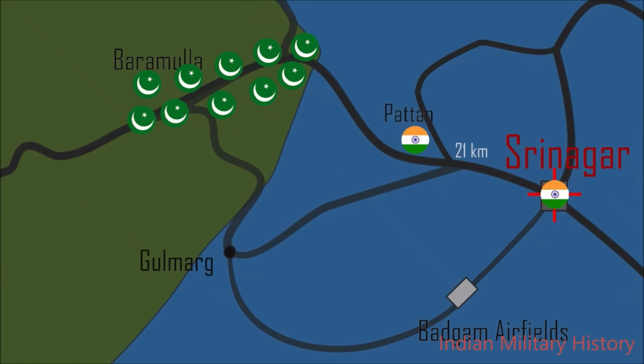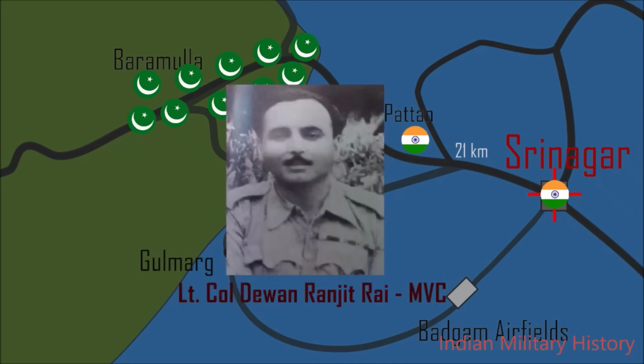During the company's withdrawal from the outskirts of Baramula towards Patan, Colonel Rai was caught in a machine gun crossfire and lost his life. He was posthumously awarded the Mahavir Chakra.